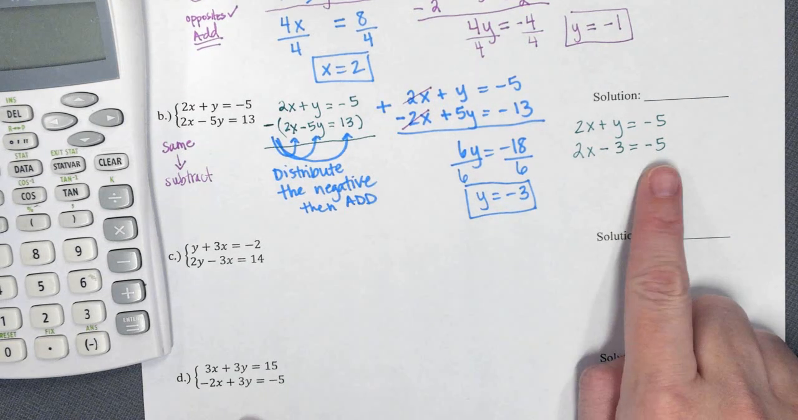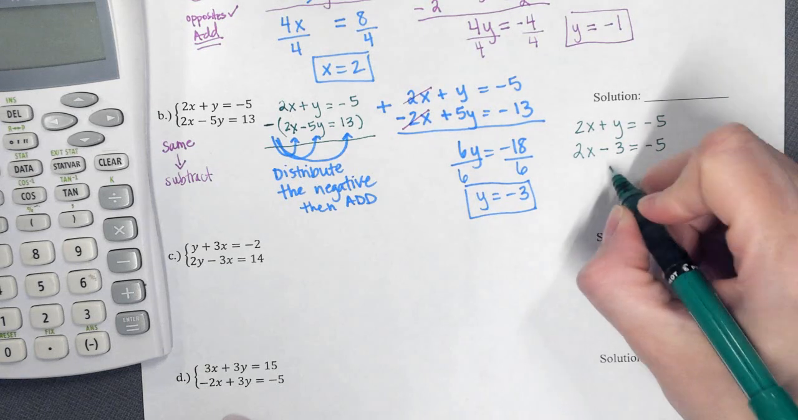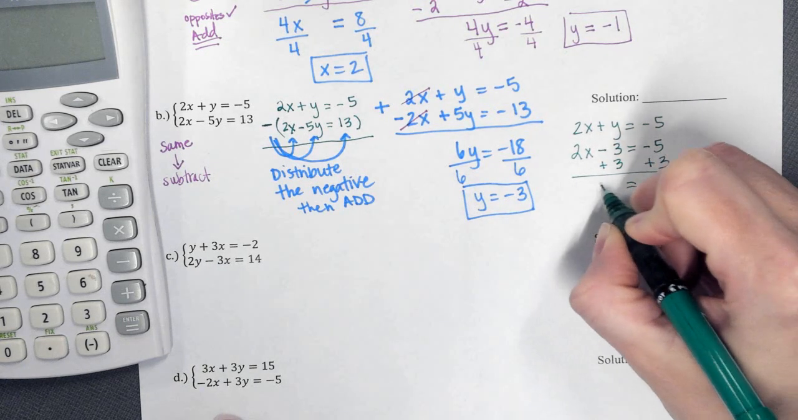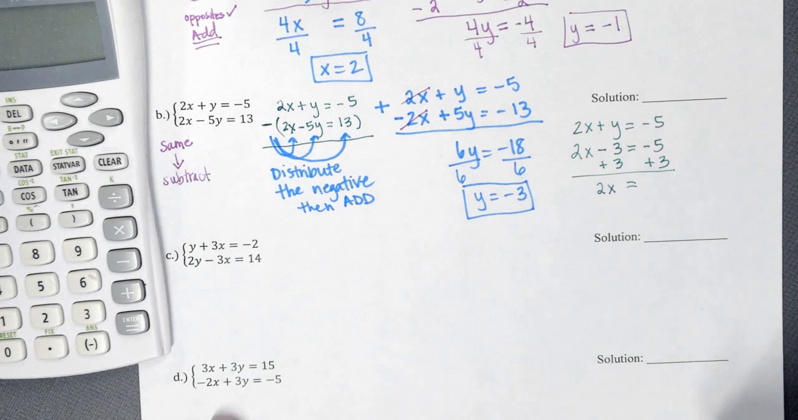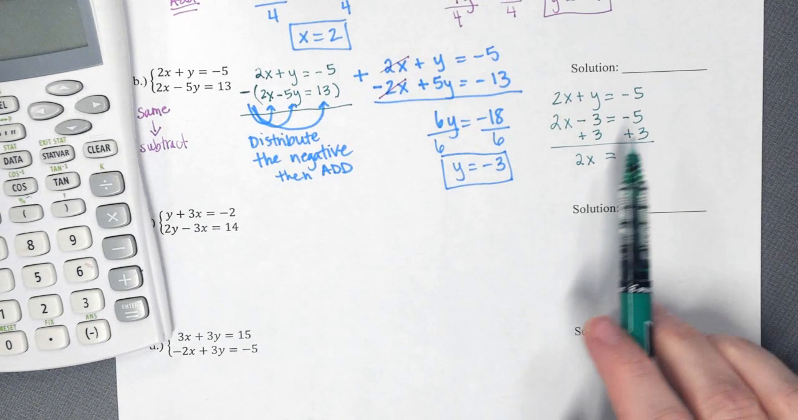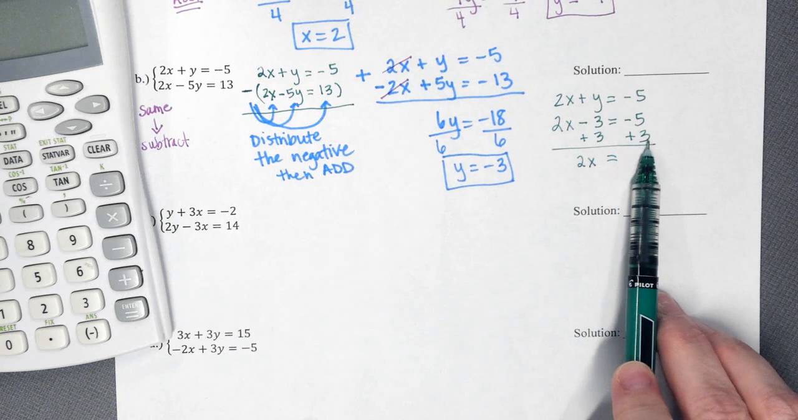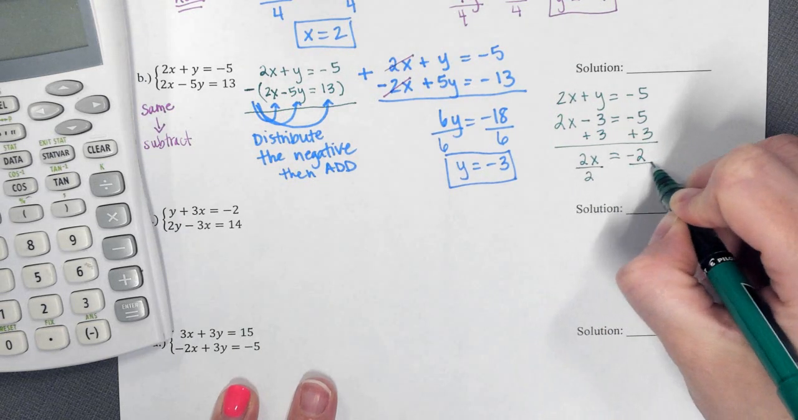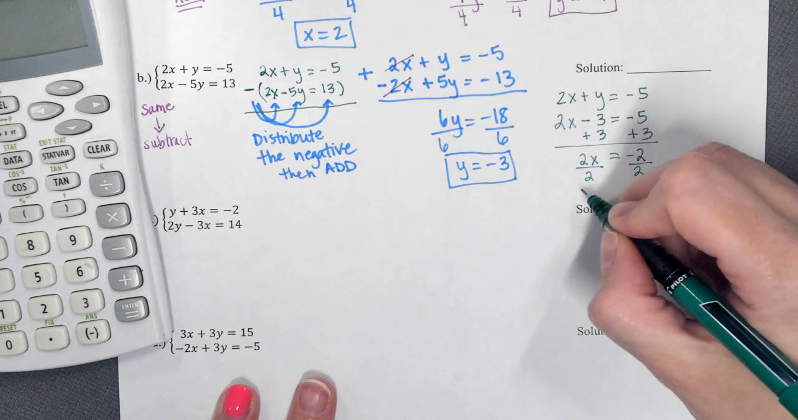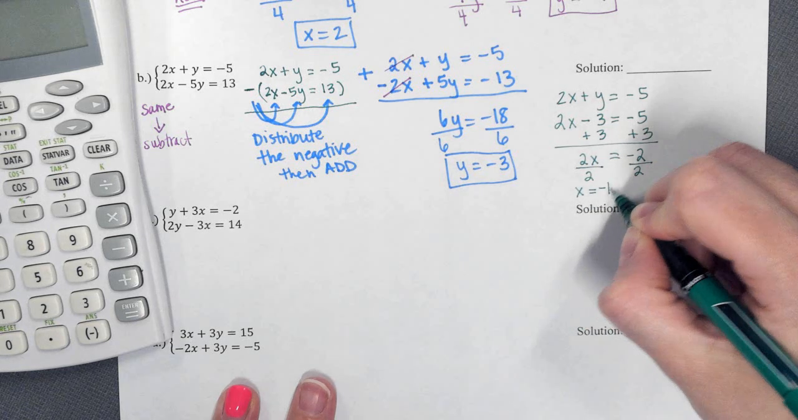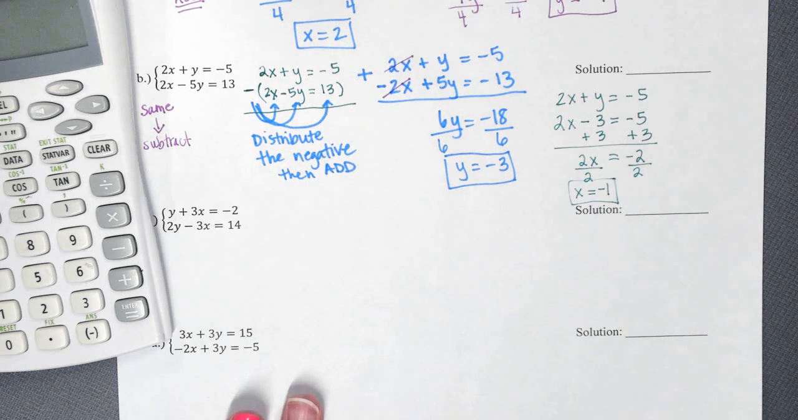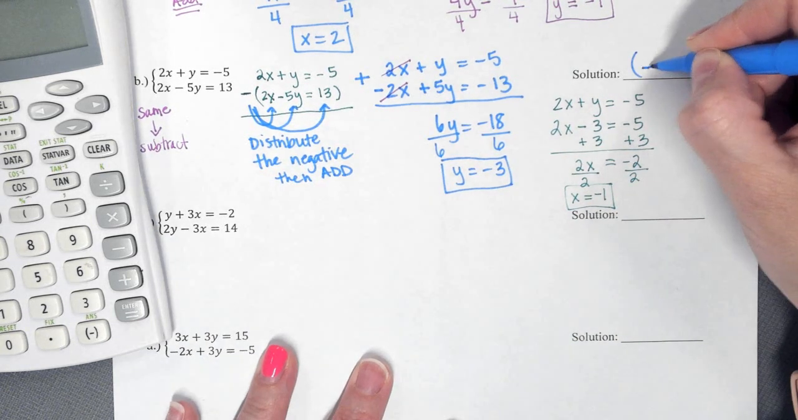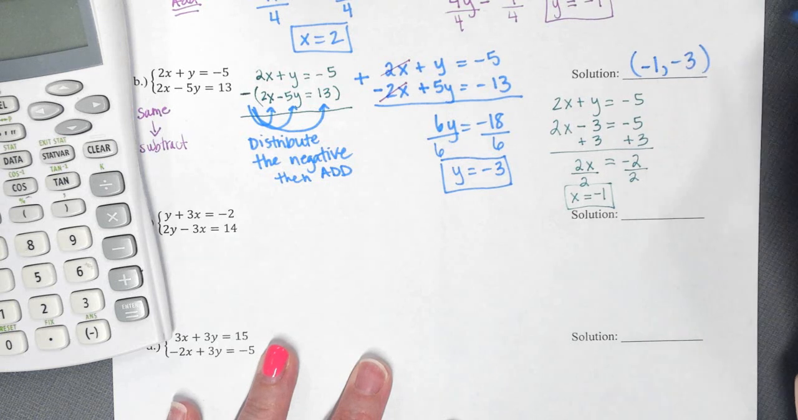Okay, so if I'm solving that, the first thing I want to do is add over 3. And you can calculate -5 plus 3 to get -2. Divide both sides by 2 to get x is -1. And then remember, when you're writing out your solution, x always goes first, so it's alphabetical.